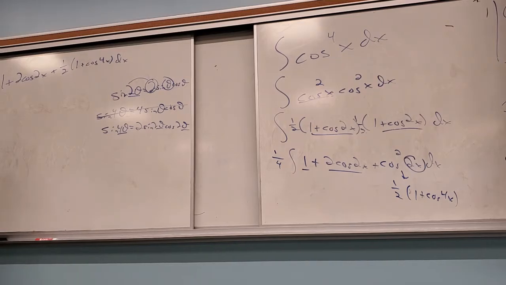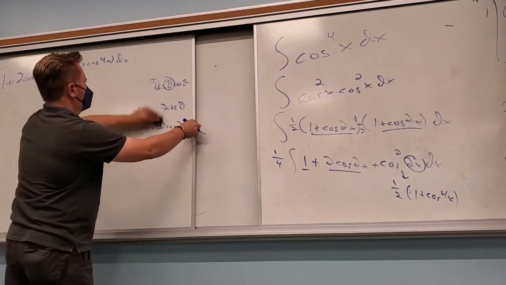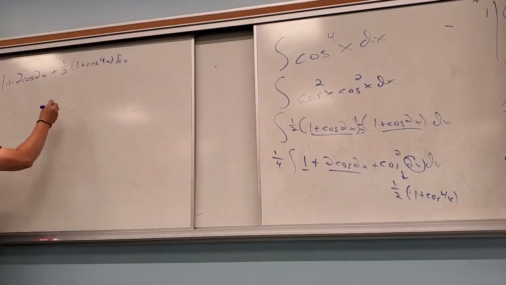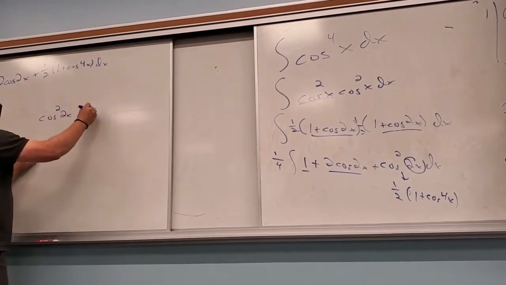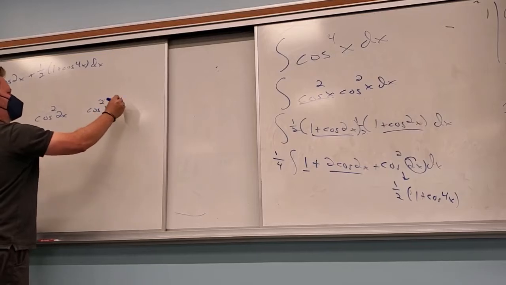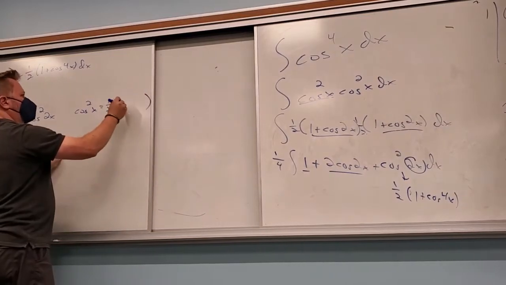Yes? I feel like I understand, but do the 1 plus cosine 4x one more time. Oh, okay. So let's focus on that by itself. Where did it come from? It came from that cosine squared piece, right? And we know that cosine squared x, let me write it like this just so it's easy to look at, is this, right?